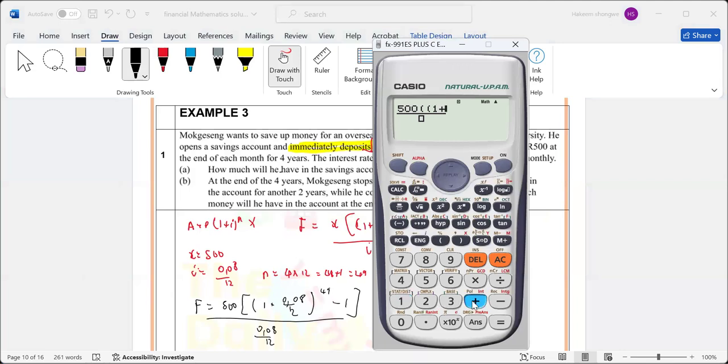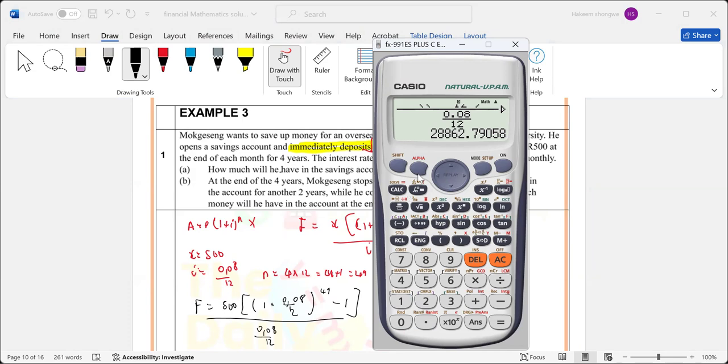You have 1 plus 0.08 divided by 12. And then you go to the power of 49. Then you say minus 1 and close the bracket. If you don't close the bracket, it's going to say math error. All over, you go to your fraction: 0.08 divided by 12. And then you say equals.